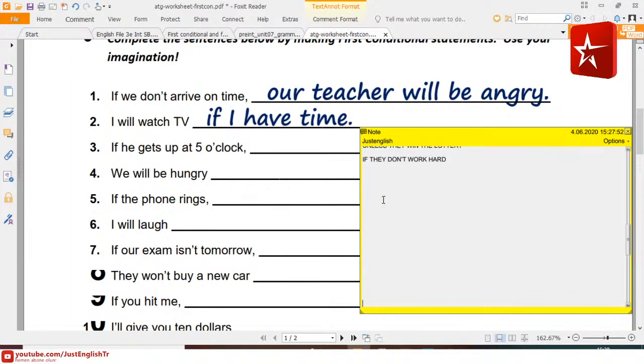Okay, and number 9, guys, the last two ideas we have to write. Number 9, if you hit me. So what will you do if you hit me? Number 9.